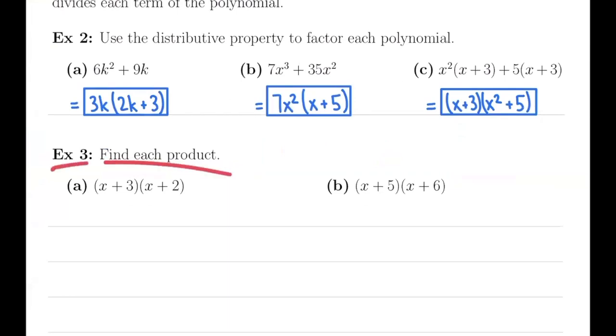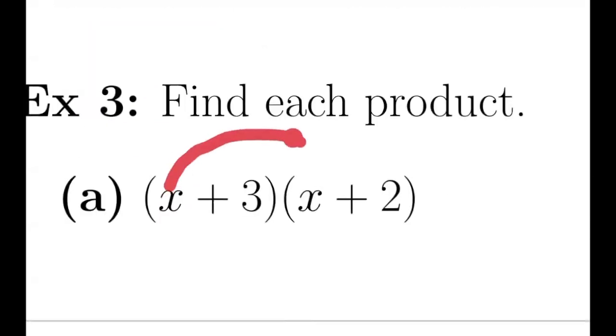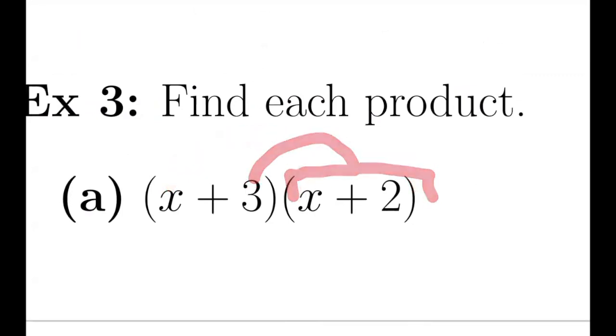So example 3 is find each product. So we have a binomial times a binomial for parts A and B. You can use the distributive property to find this product here. Like you can do x times this x plus 2, and then you can do 3 times this x plus 2. So that's one way to do it. Or you can use the FOIL method.